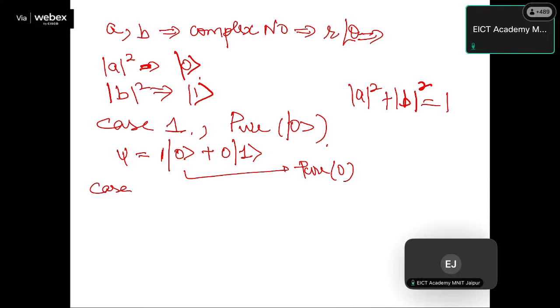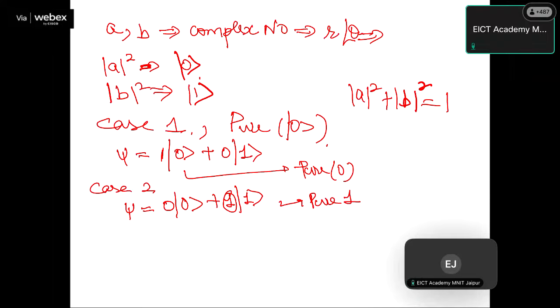Now case 2. Let us assume I have only the highest excitation level, or the state 1, or the bit 1. So what will be the equation of the quantum state? The magnitude of the bit 0 will be 0, but the magnitude of the bit 1 will be equal to 1. So this will be equal to pure 1.